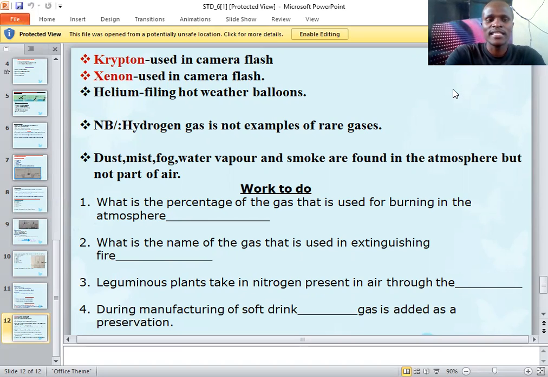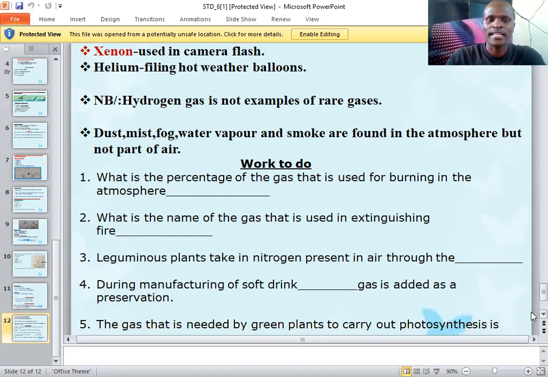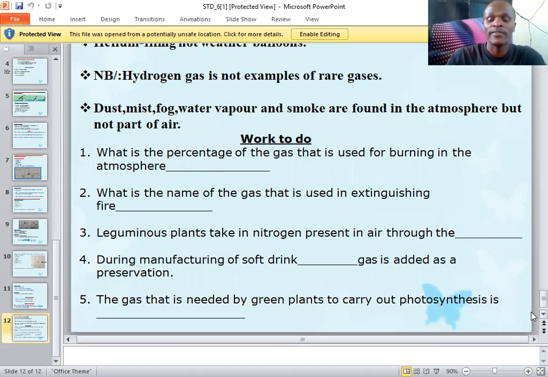So throughout this week, we have been learning about the uses of gases, and having looked at the individual gases, I have 5 questions for you here to try, at least to test your understanding of this topic that we have just finished today. Number 1 up to number 5, for example: what is the percentage of the gas that is used for burning in the atmosphere? You can try them and ensure that they are well answered.